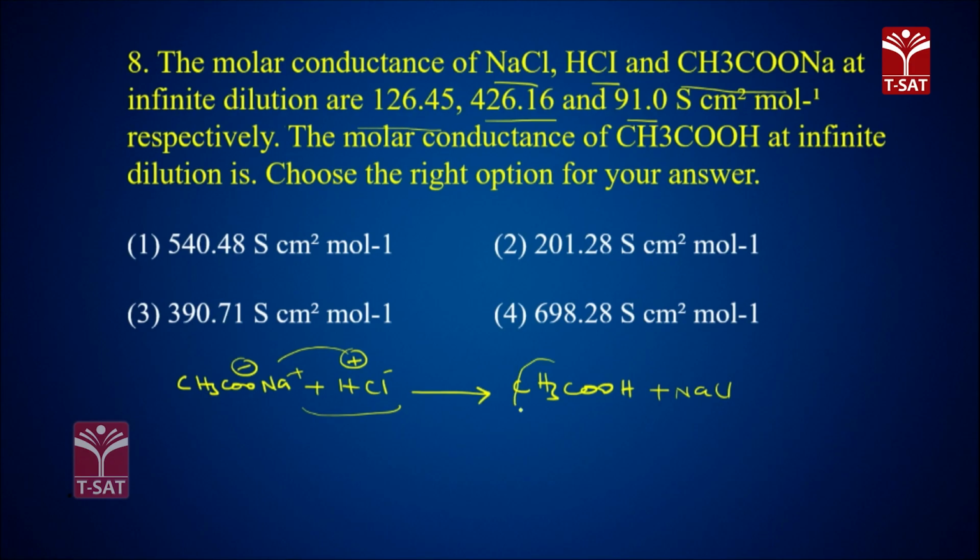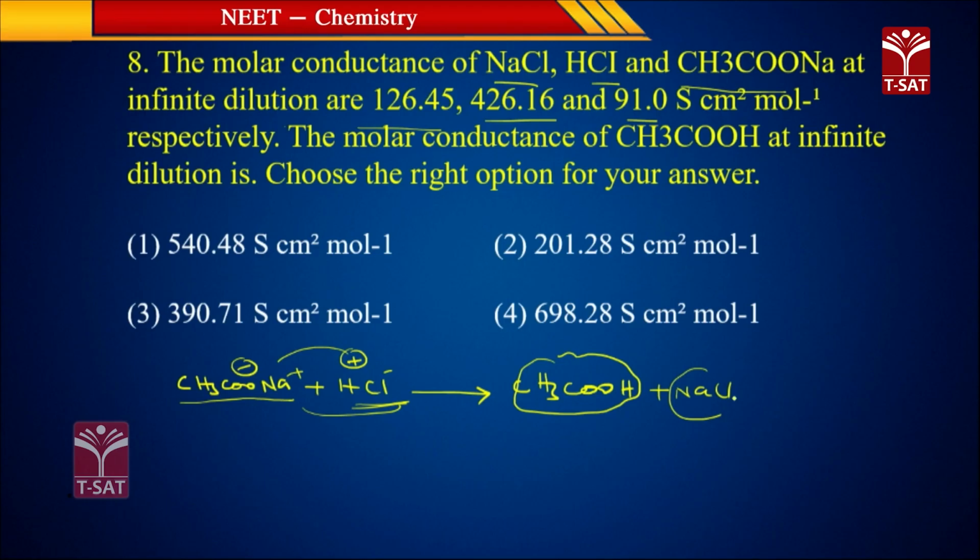What he is asking is the molar conductance of CH3COOH. If you want to get the molar conductance of CH3COOH, what you have to do? You have to add the molar conductance of CH3COONa and HCl and subtract NaCl. You are given the molar conductivity of sodium acetate, hydrochloric acid, and NaCl. Add the molar conductances of sodium acetate and hydrochloric acid and subtract NaCl, so that you get CH3COOH, right?